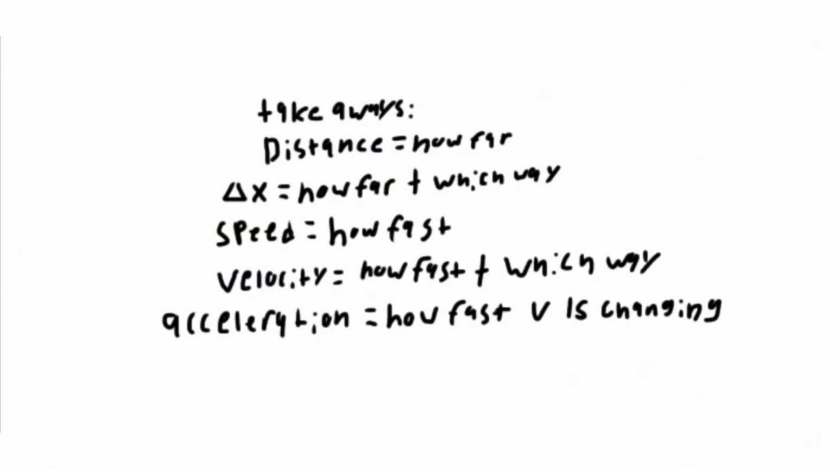So I know that was a lot of information if you're just starting out, but let's go over some takeaways or things you actually need to know. First takeaway is that distance is just equal to how far, displacement is how far plus which way, speed is how fast, velocity is how fast plus which way, and acceleration is how fast velocity is changing.